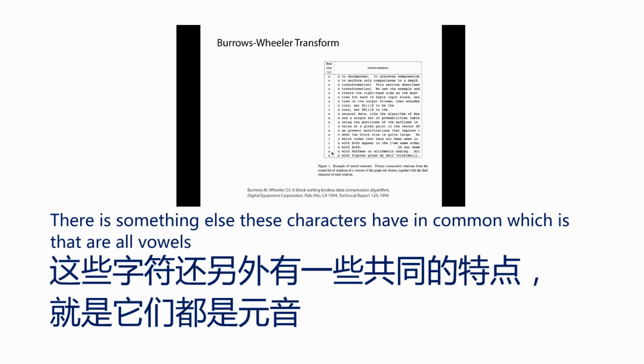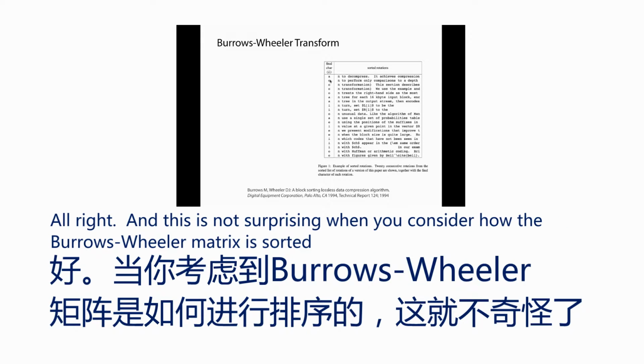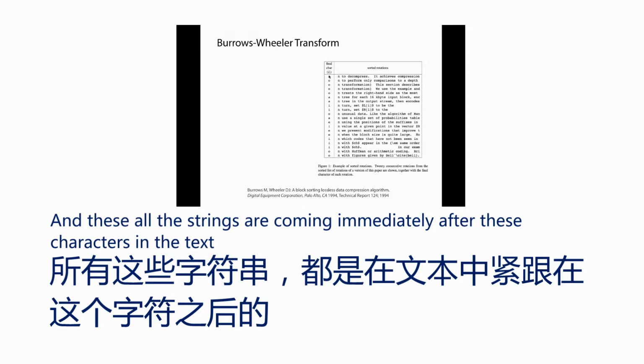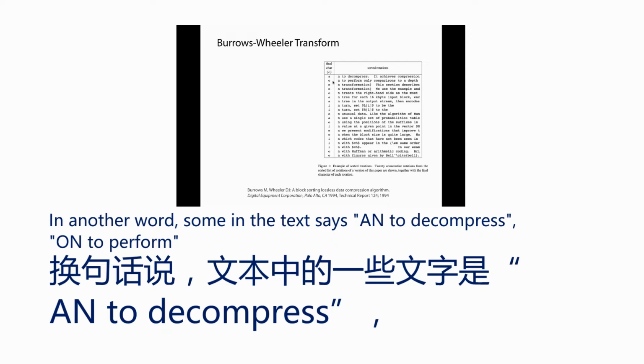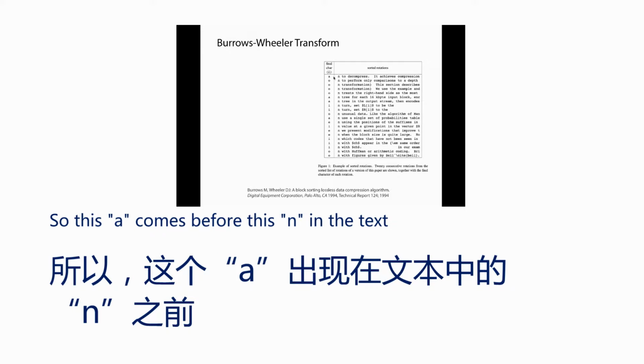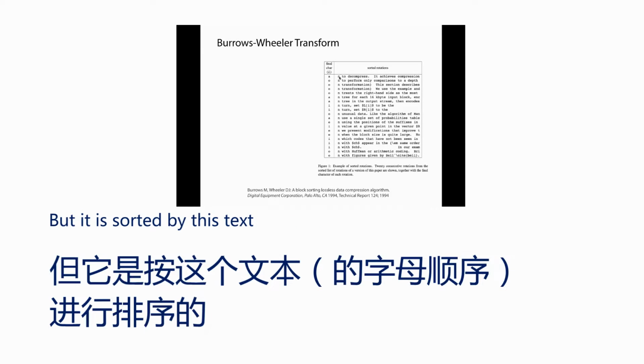There's something else these characters have in common, which is that they're all vowels, right? And this is not surprising when you consider how the Burrows-Wheeler matrix is sorted. It's sorted by rotation, which means it's sorted by these strings. And these are the strings that come immediately after these characters in the text. In other words, somewhere in the text it says "an to decompress" and "on to perform." So this A comes before this N in the text. But it's sorted by this text.